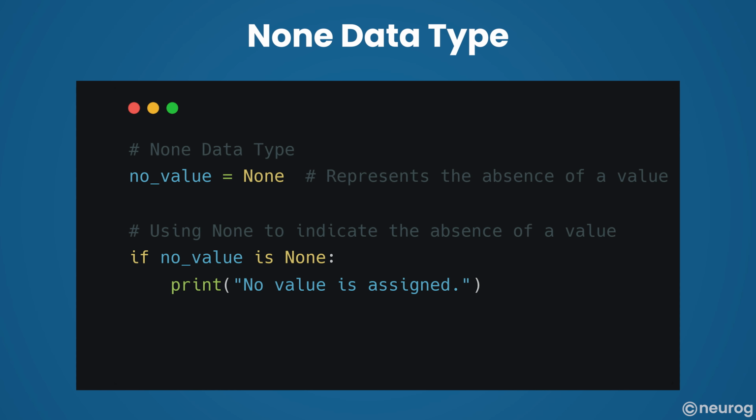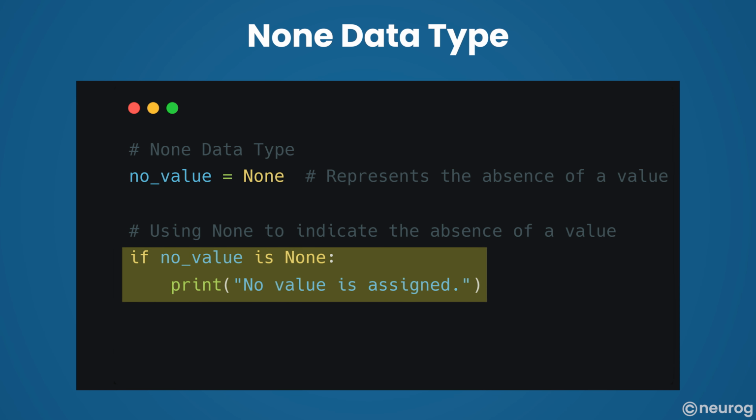Lastly, let's see how the None data type works using a Python example. And so in this example, we define no value as None to represent the absence of a value. And we use None to indicate the absence of a value in a conditional statement.